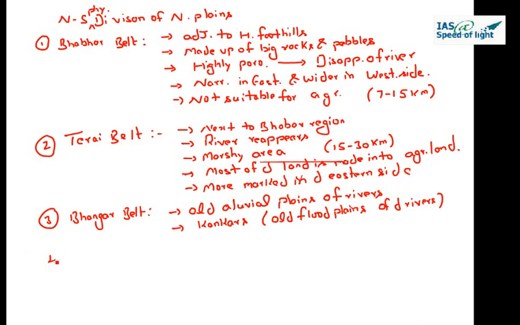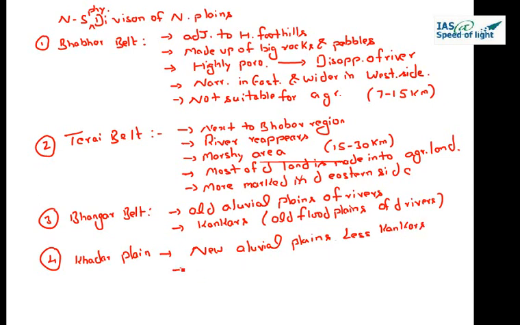Now the fourth or the southernmost division of the northern plains is the Khadar plain, or Khadar belt. These are the new alluvial plains, and they have less kankar. Very suitable for agriculture.